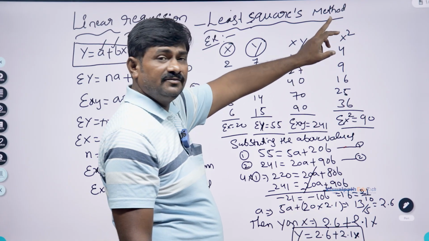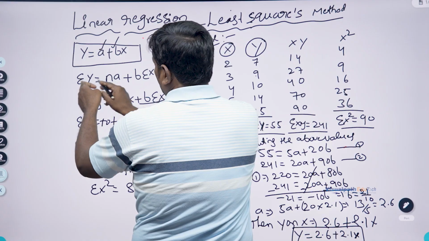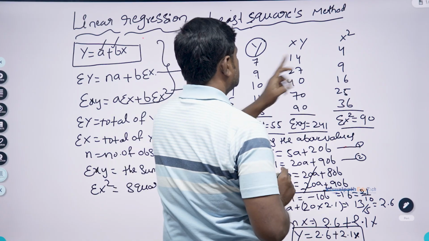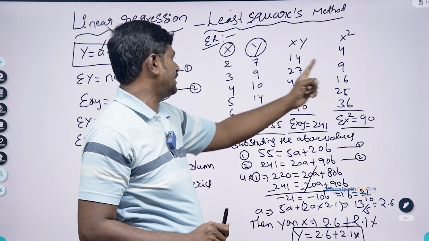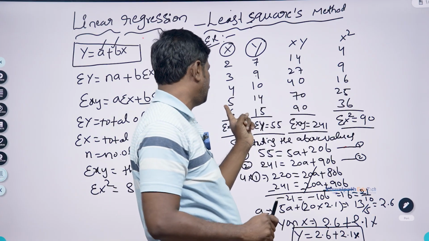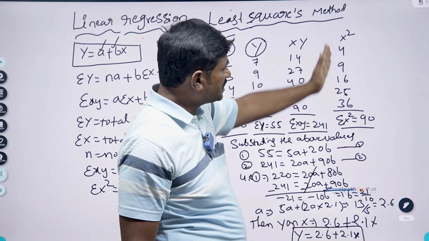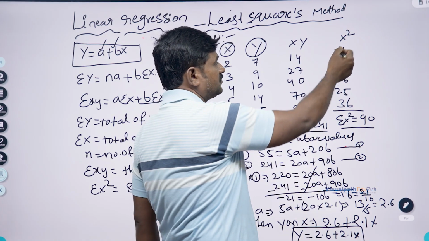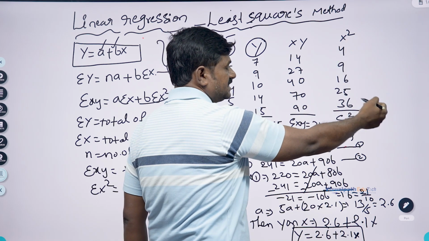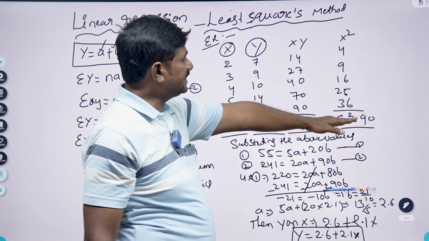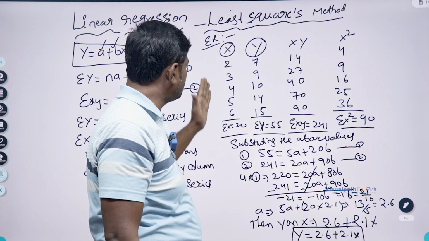Then we need one more column, sigma x square. According to this equation, we need sigma xy, sigma y, and sigma x square. For sigma x square, we square the x series: 2 square is 4, 3 square is 9, 4 square is 16, 5 square is 25, 6 square is 36. The summation of this x square series is 4 plus 9, 13, plus 16, 29, plus 25, 54, plus 36, 90. So we have sigma x square, sigma xy, sigma y, and sigma x.